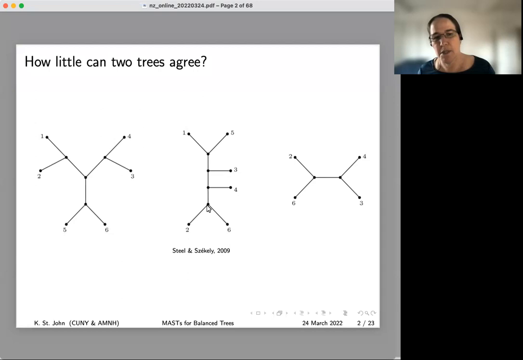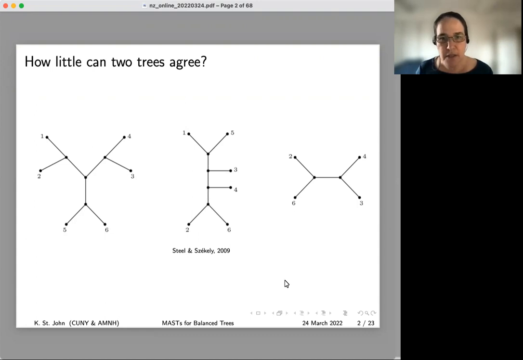in the middle tree, 2 and 6 are together, and I can only choose 2 more to make a subtree that they agree on. So the largest subtree that they can agree on is actually 4. So this is an interesting measure for what structure trees have in common.